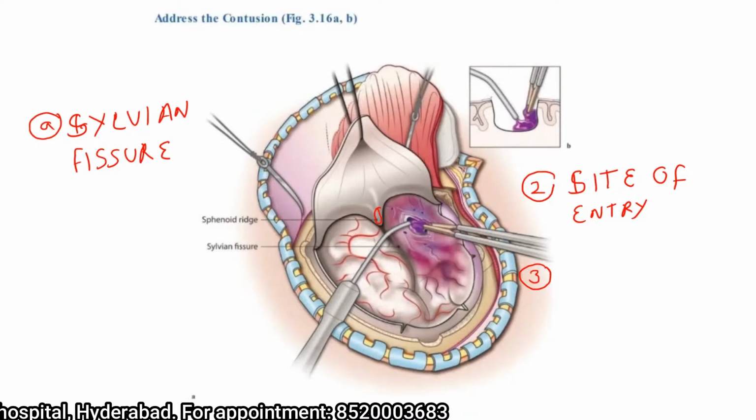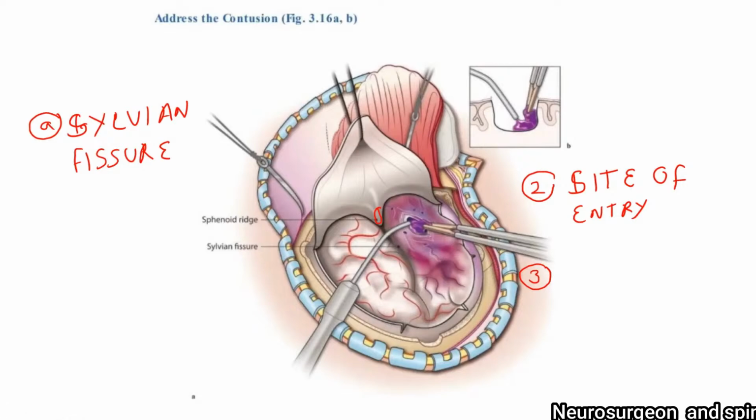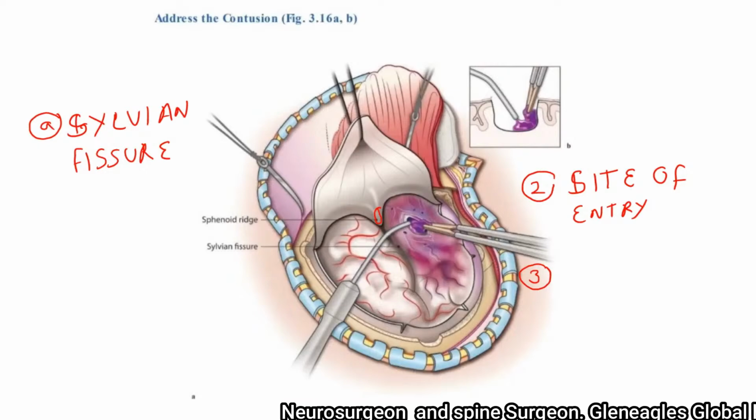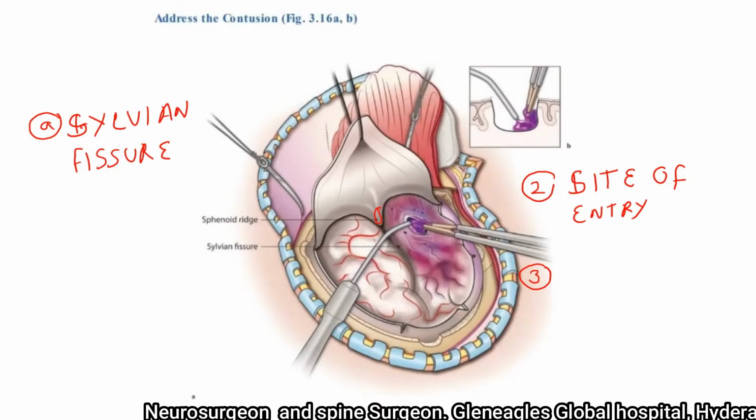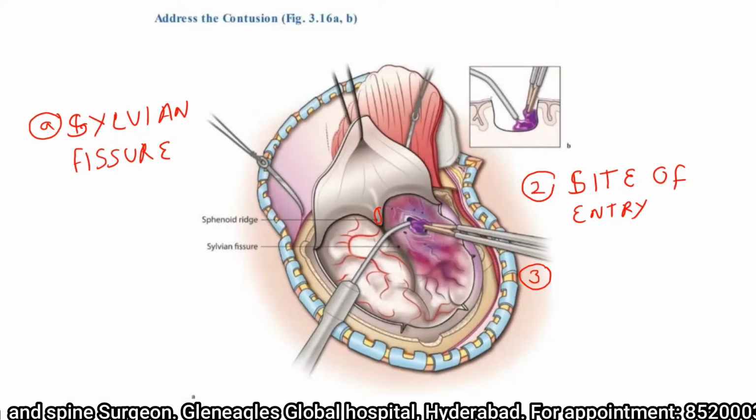Now, what are the important pearls or important hints in this phase? You can identify the Sylvan fissure either with the help of the sphenoid ridge or with the help of the middle cerebral vein. But of both the landmarks, the sphenoid ridge is a more reliable landmark.